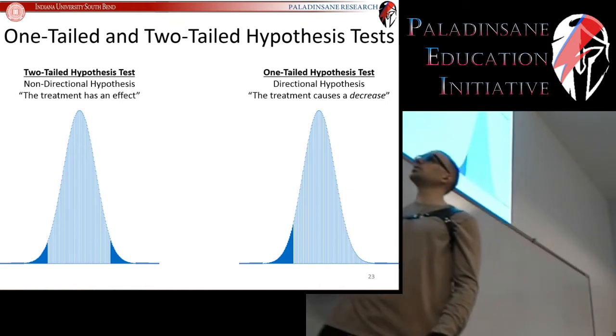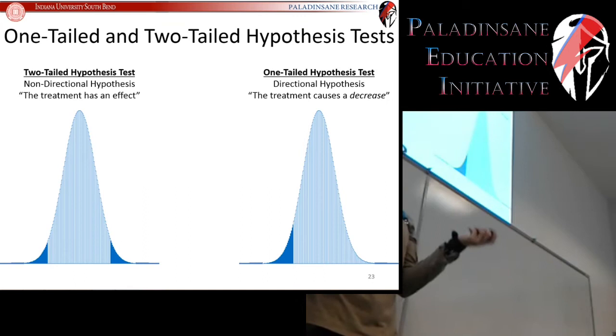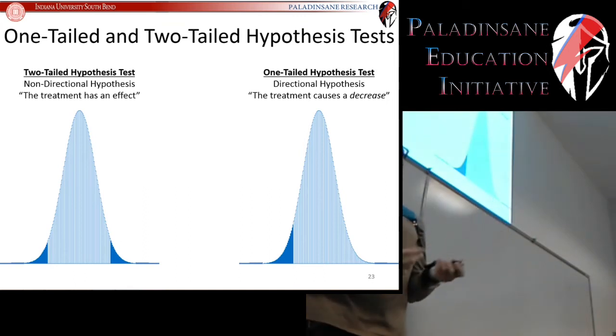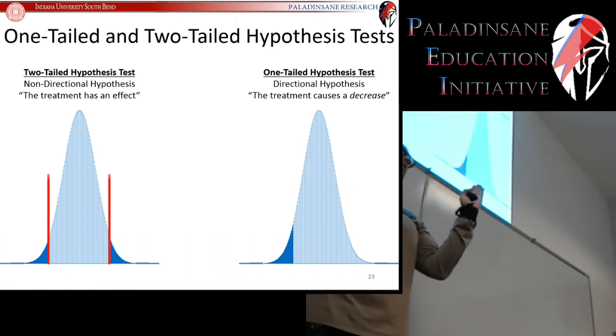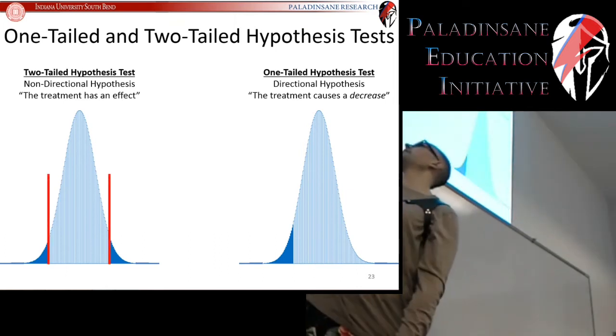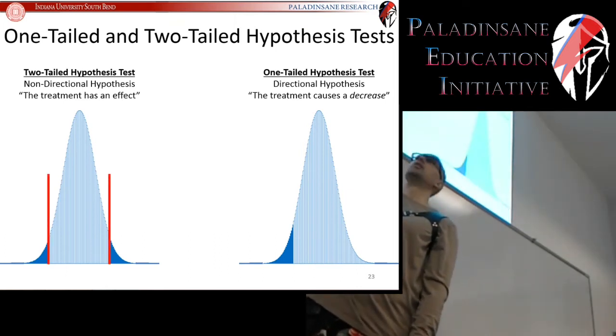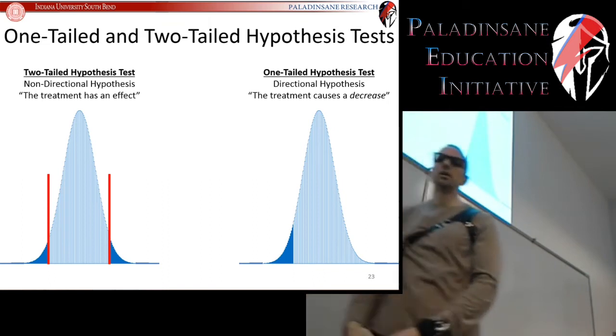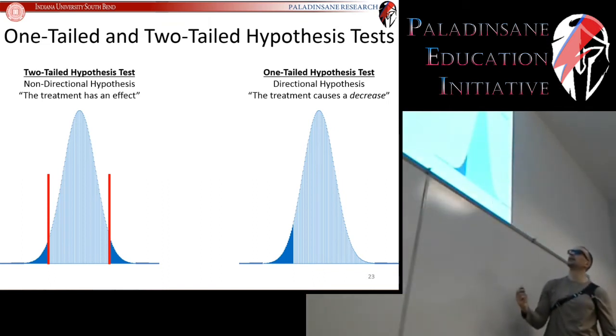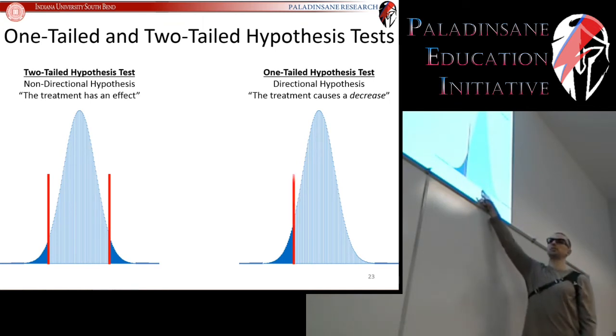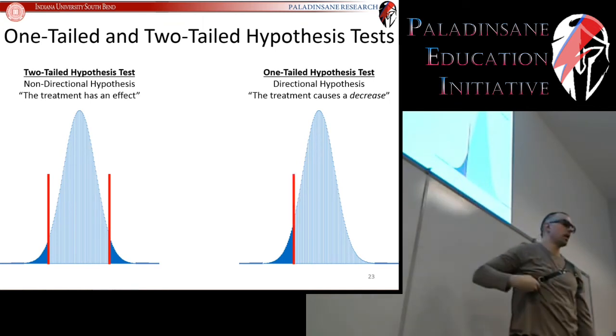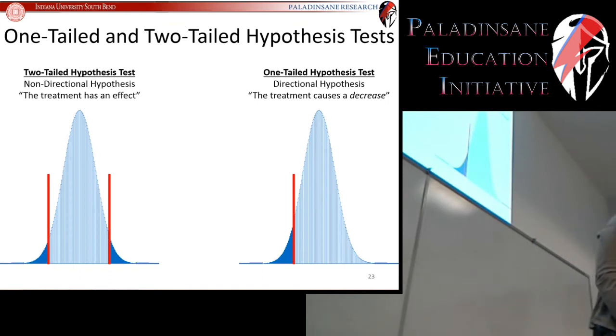So as I mentioned, a two-tailed test has two tails because you draw two lines in the sand. Two lines in the sand that make two tails. So you have the body, that's the big part, and then you have two tails. In a one-tailed test, you draw one line in the sand. So you still have the body, that's the big part, but you only have the one tail.